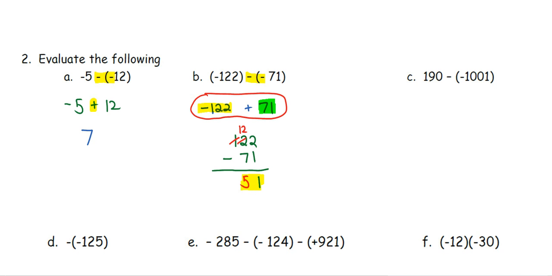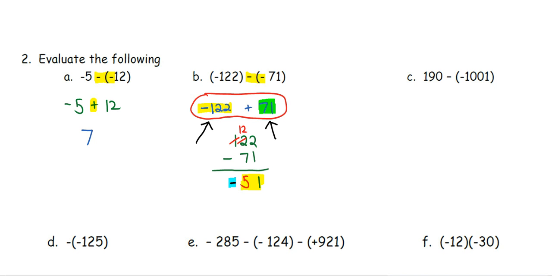And in order to get to the final answer, you have to make one modification here. Now, clearly, -122 is definitely bigger than 71, so you know your final answer has to be negative. So all you have to do is just put a negative sign at the very end. So I have this -51, and that can also give you your final answer.